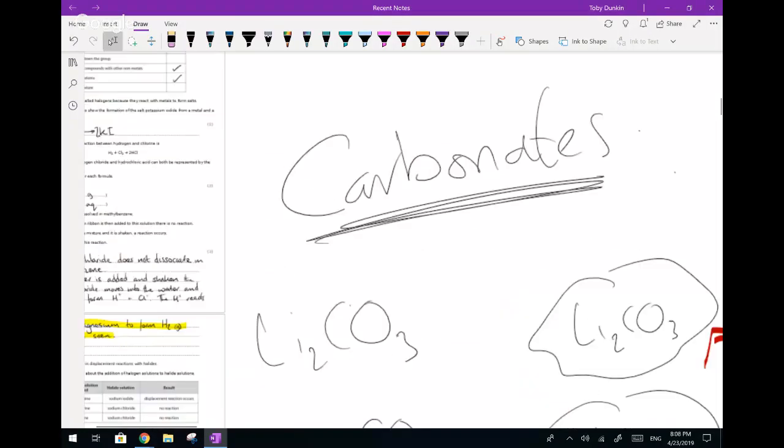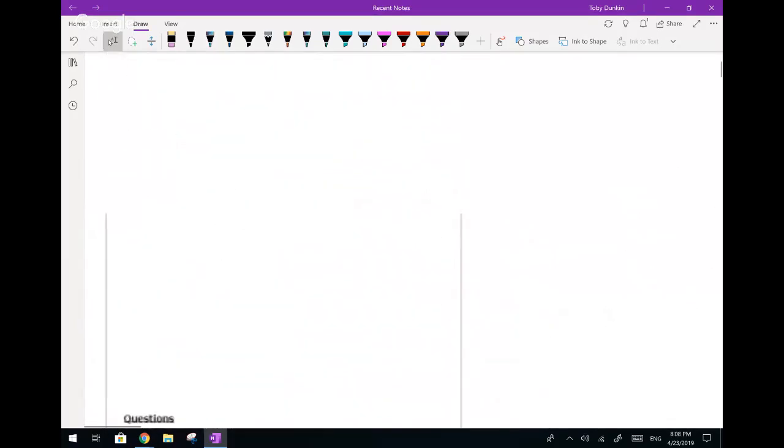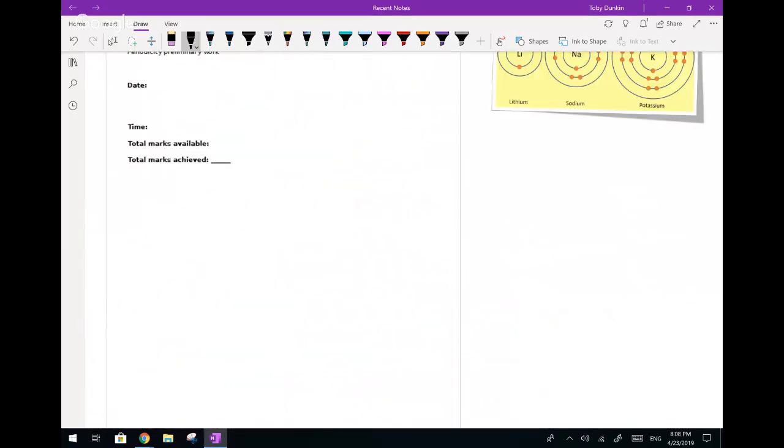Okay, so at this point, I'm just going to quickly check the chat. Oh, what colors solid fluorine if it exists? It'll be pale yellow, definitely.